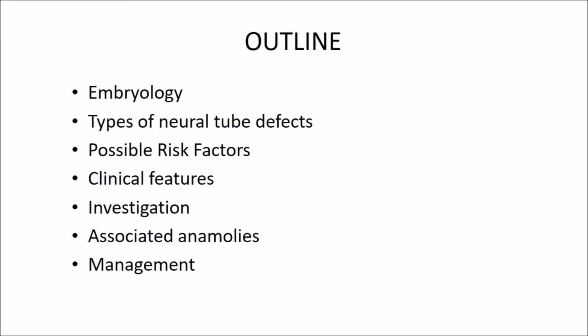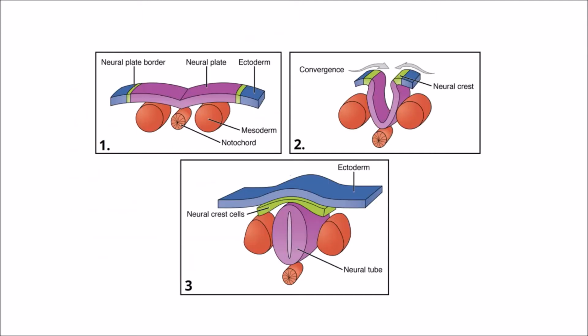So this is the outline. I will start with a short note on the embryology, then I will show you different types of neural tube defects, their possible risk factors, clinical features and investigation we usually go for, and then the associated anomalies that can be seen along with these neural tube defects, and in the end I will discuss the management.